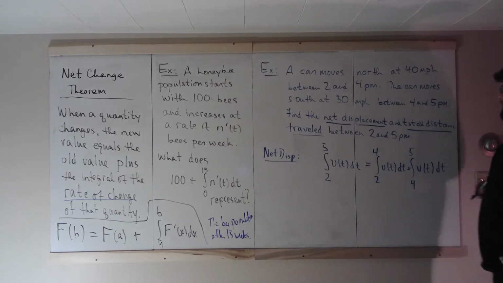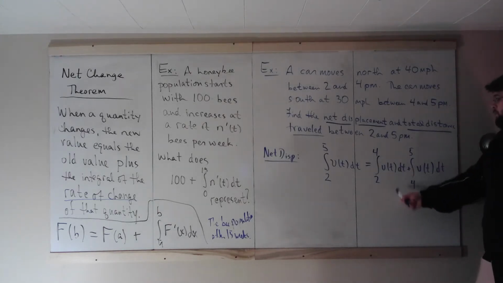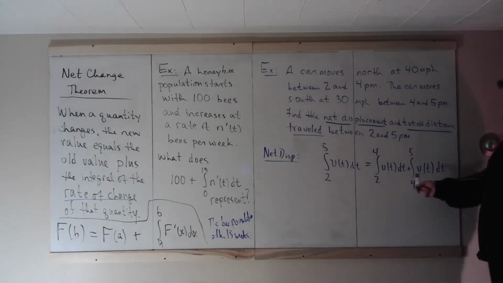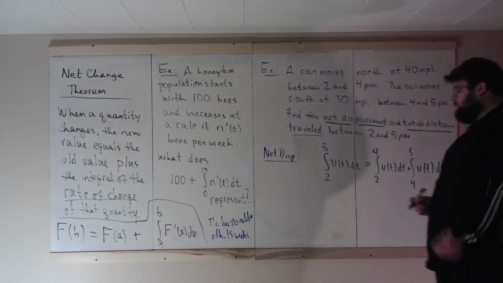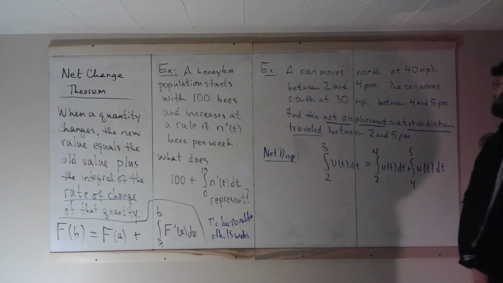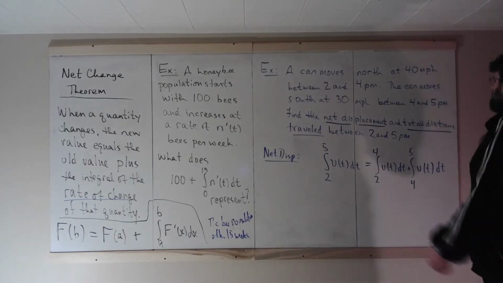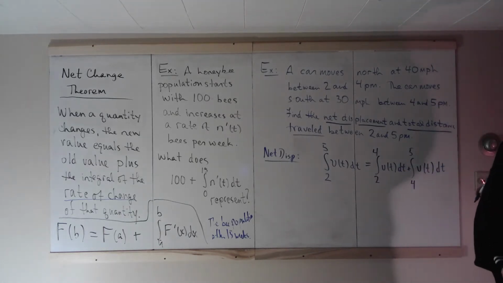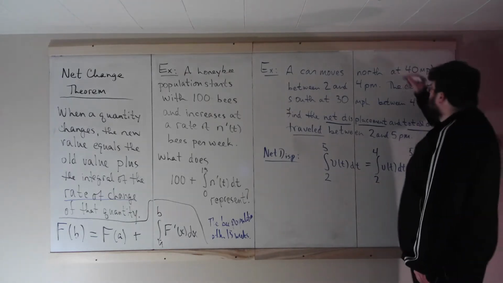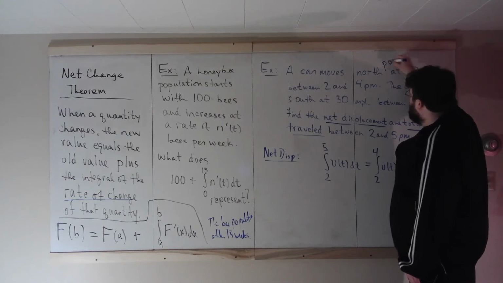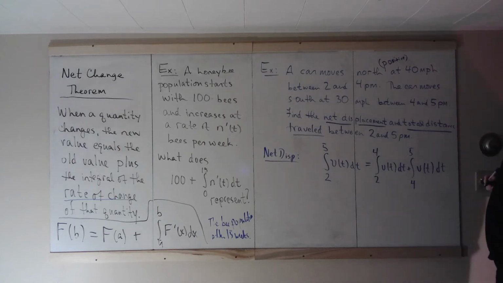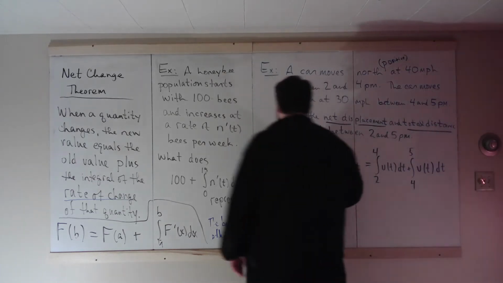We can split this into the integral of the velocity from 2 to 4 with respect to time, plus the integral from 4 to 5 of the velocity with respect to time. Now, what are these velocities? Remember, velocity tells you what? It's the change in position divided by a change in time. Well, in order to describe that, we would need to define a positive direction. So here, I'm just going to define north to be our positive direction, and then, of course, south would be the negative direction.